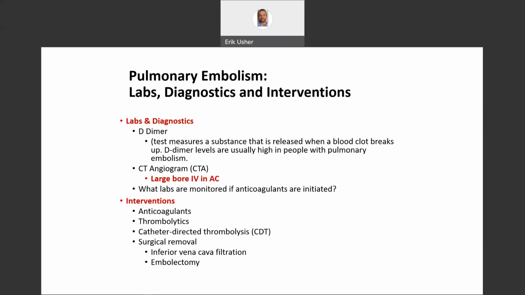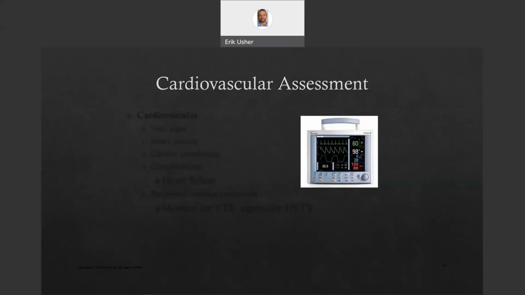CTA of the chest, that's probably the one, CT angiogram. Large bore IV in the AC, they sequentially time that contrast media. And remember, that contrast media, you have to assess for shellfish allergies with those patients and iodine allergies. But they do that in concert with each other, and they do a helical scan, and you can usually see that clot in the pulmonary vasculature there.